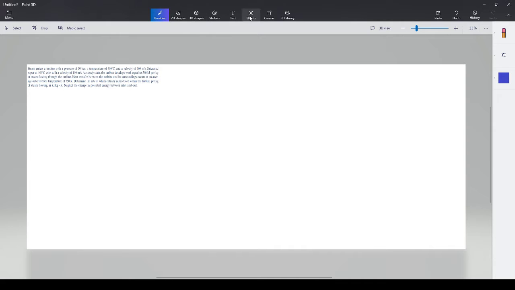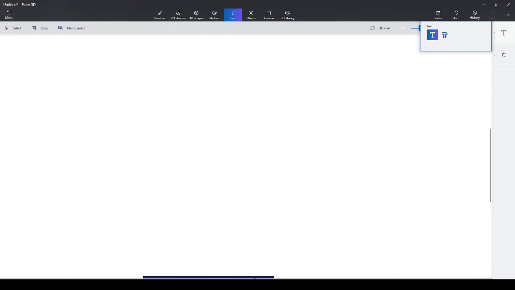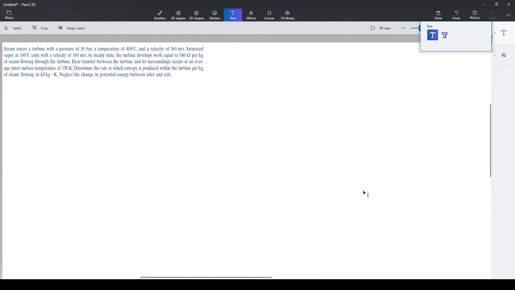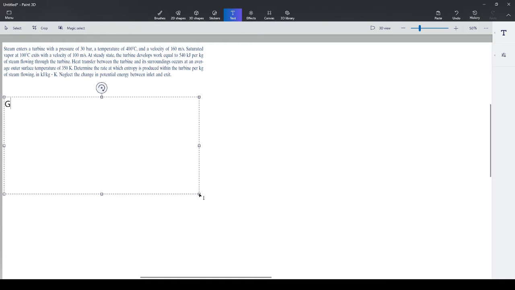So, I'll read the question and you guys tell me what we need, what we have. Like, what did they give us? That's where we're going here. So, let's read the question. So it says, steam enters a turbine. So let me start the givens column here. So givens. It says steam enters a turbine, which is water, right?